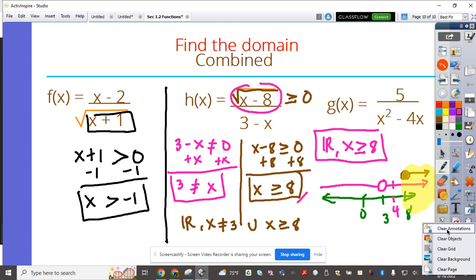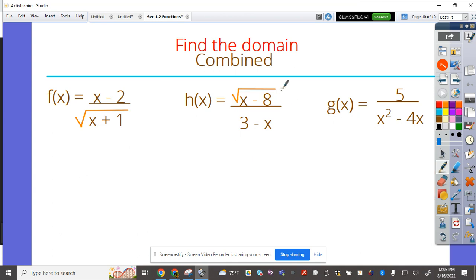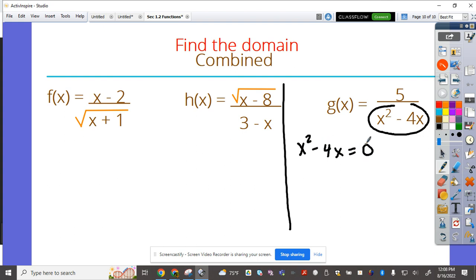All right. And next one here, or last one here, g of x equal to 5 over x squared minus 4x. What I've noticed, my denominator here is a quadratic. So x squared minus 4x is equal to 0. How do we simplify this? We know that both of them have x's and can be factored out. So x times x minus 4 is equal to 0. And we know that the x here cannot be equal to 0, and using the zero factor property, x cannot be equal to 0, and x minus 4 cannot be equal to 0.